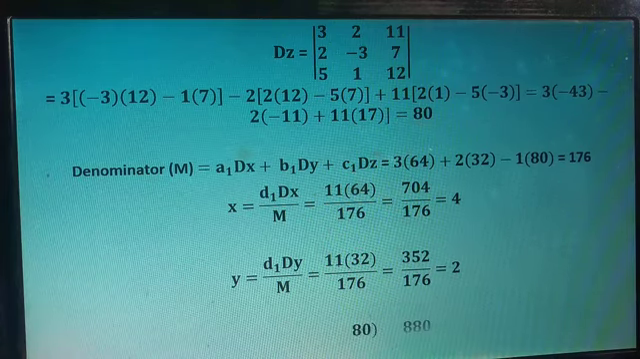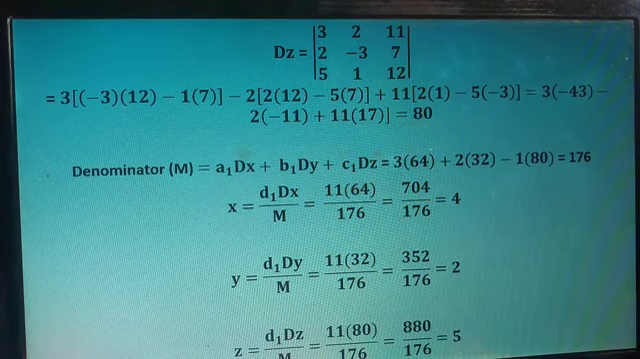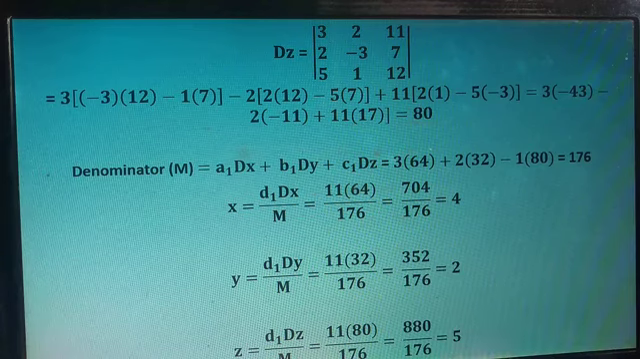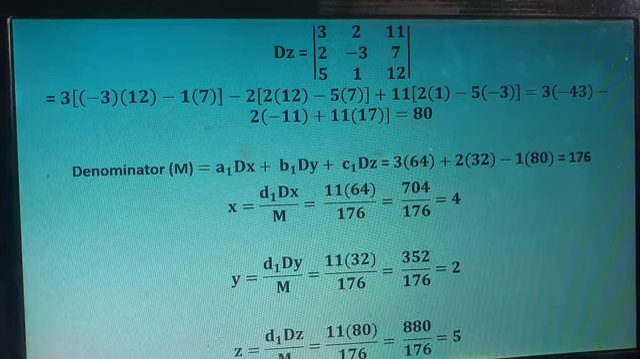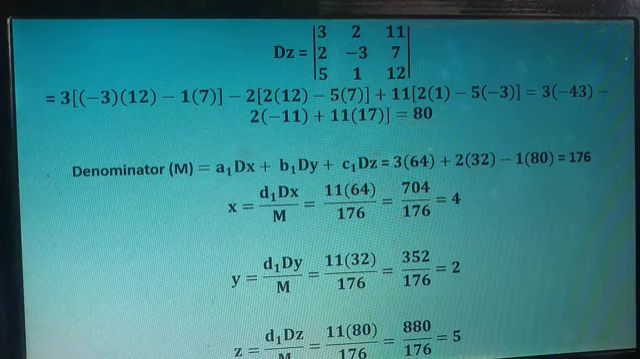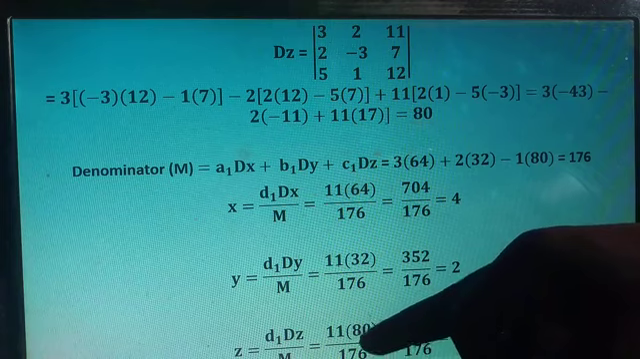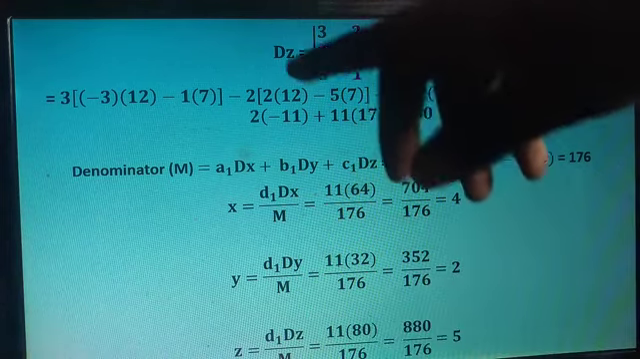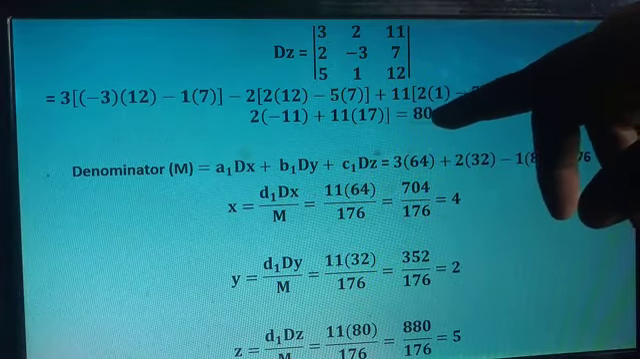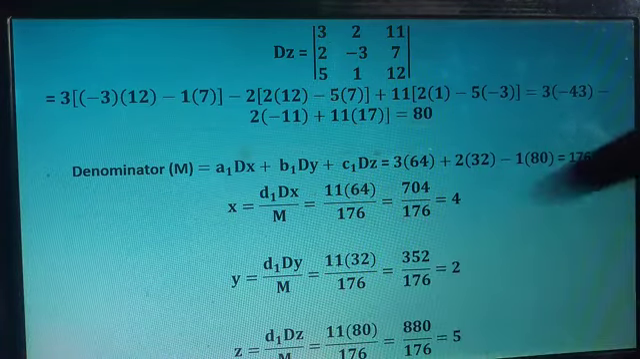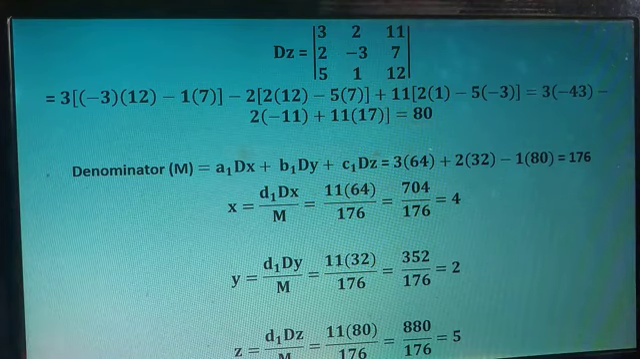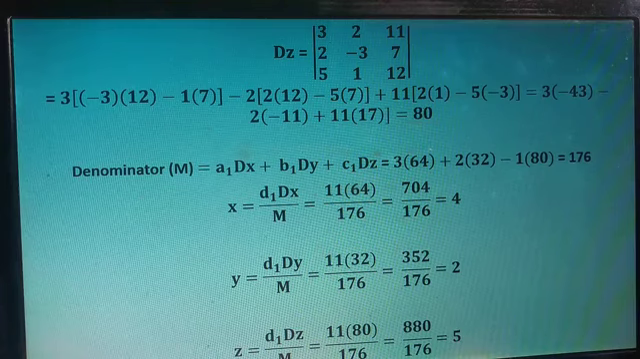We move on to the last one, which is finding the value of z. It is equal to the constant of the first equation multiplied by the corresponding determinant of z divided by the denominator. So remember, what is the determinant of z? It is in fact here, 80. So we are multiplying with the constant from the first equation, and the result is 880. Then we divide by 176. The solution is 5.